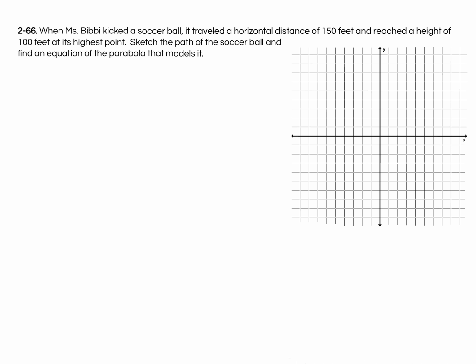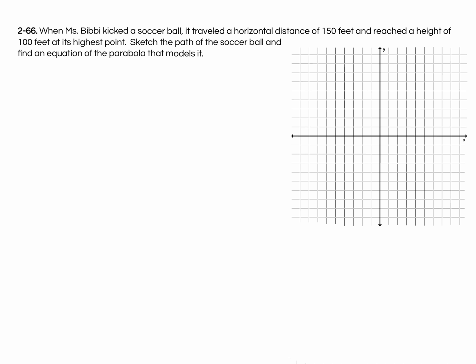Okay, so let's try this one together. We have the path of a soccer ball that we're following that travels a horizontal distance of 150 feet, reaches a height of 100 feet. So you could have your soccer ball start over here and go 150 feet. So it could go from negative 75 to positive 75. It could go from negative 150 to 0. It could go from 0 to positive 150. Lots of different options there.